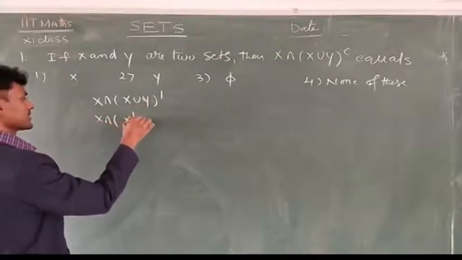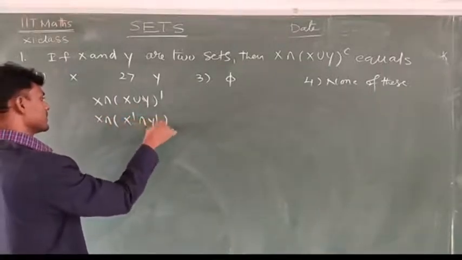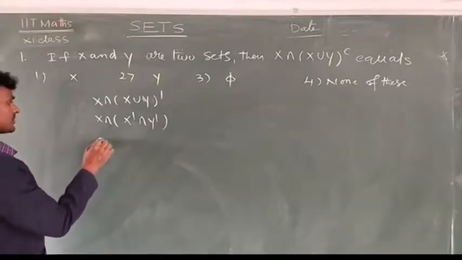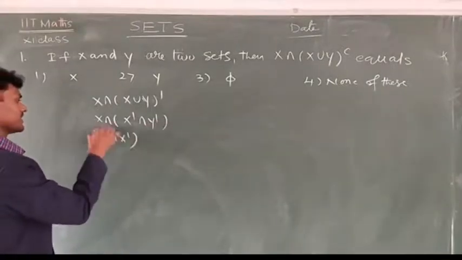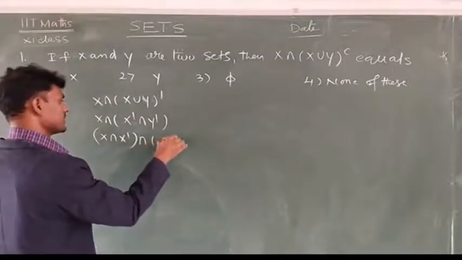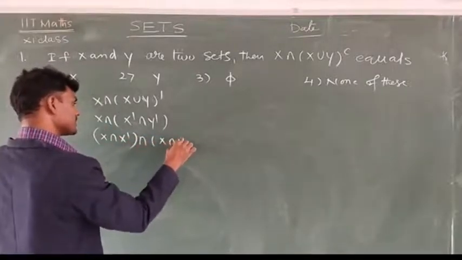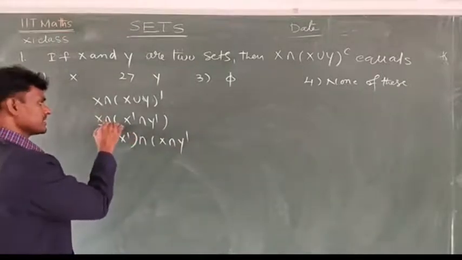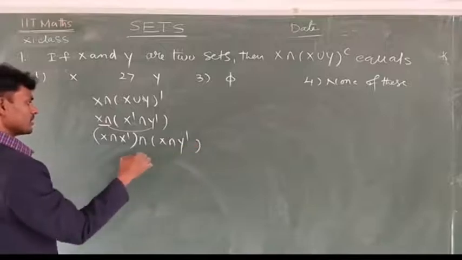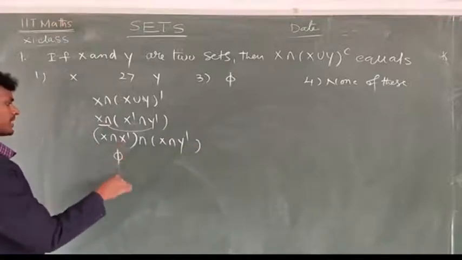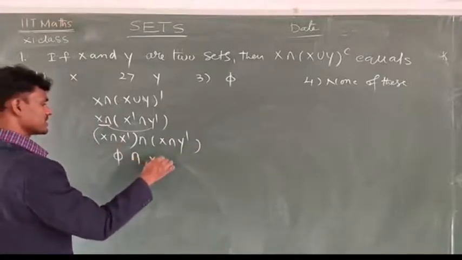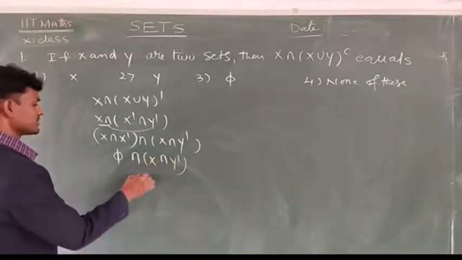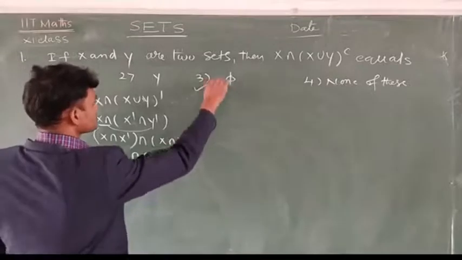This is written as x complementary intersection y complementary, or x dash intersection y dash. Now you can apply the associative law: x intersection x dash intersection y dash. Now x intersection x dash is equal to phi, and phi intersection y dash, phi intersection any set, is equal to phi. Now our option is the third one, note down.